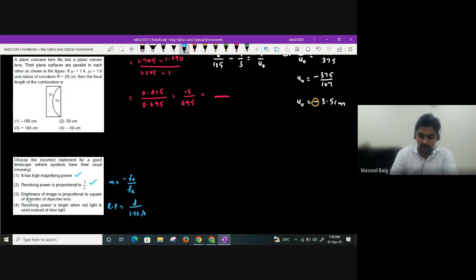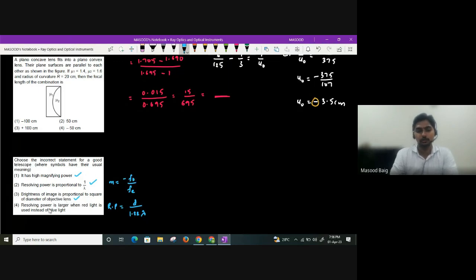Right, now what they are asking: brightness of image is proportional to the square of the diameter. Yes, brightness will depend on intensity. Intensity will depend on area. The more the area available, the more light can be incident on the telescope, and more brightness or more intensity of light will be there. So the third one is also a correct statement, guys. Brightness of image is proportional to the square of the diameter of the objective lens.